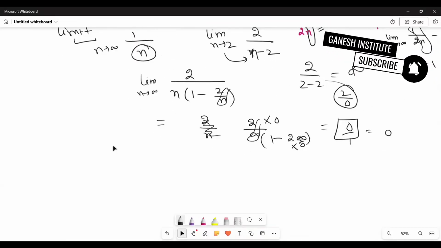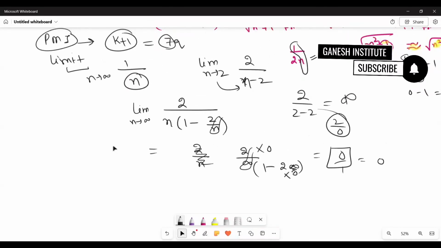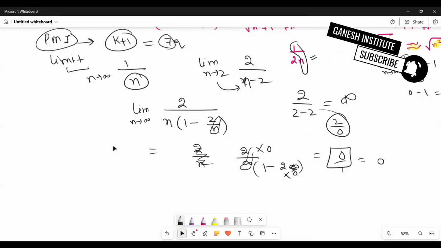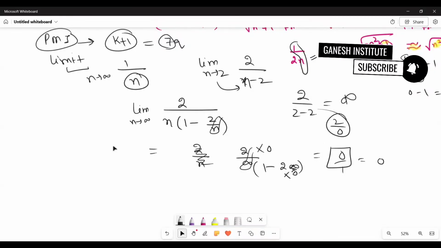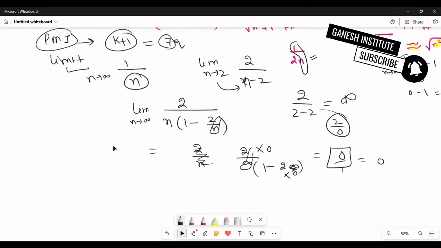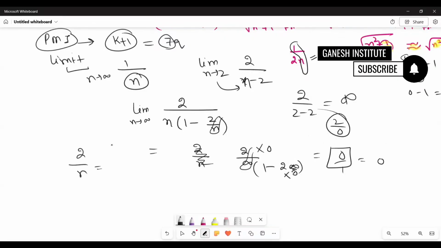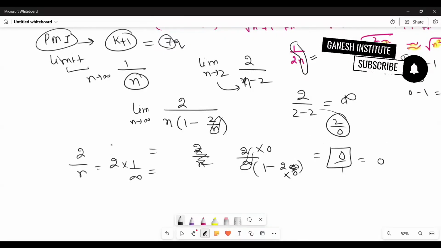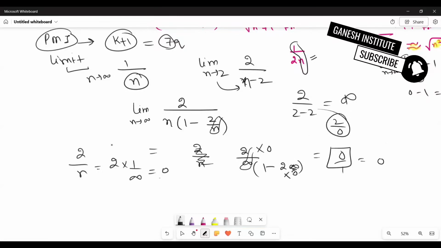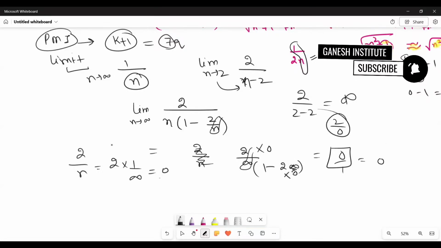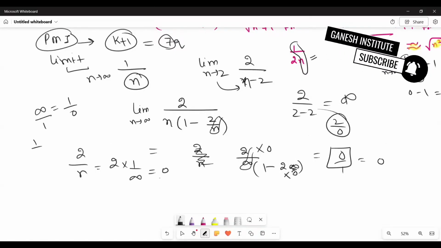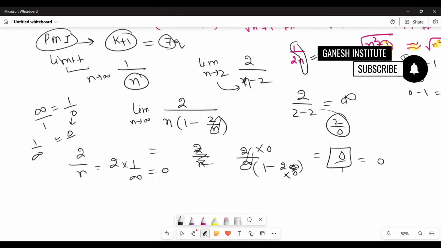Wait, so just to go through it, when you simplify it using all those calculations, you get limit as n goes to infinity of 2 over n times 1 minus 2 over n. And 2 over n, when you put in infinity, is basically 0. Then it's 1 minus 0, which is 1. And then infinity times 1 is infinity. And then 2 over infinity is, again, basically 0. So that's how you get it goes to 0, right? Basically, infinity is 1 by 0 form. So 1 by infinity, if you reverse, it will be 0 by 1 form.